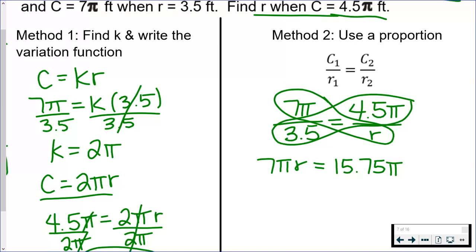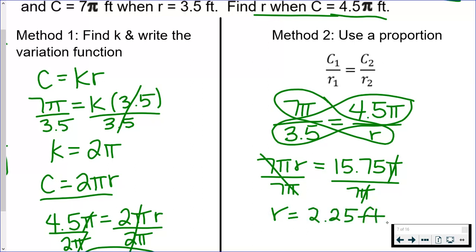And now to get r by itself, I'm going to divide by 7 pi. I've got the pi's canceling again. And we get the same answer as before. So you can use either method here. But again, I prefer method 1.